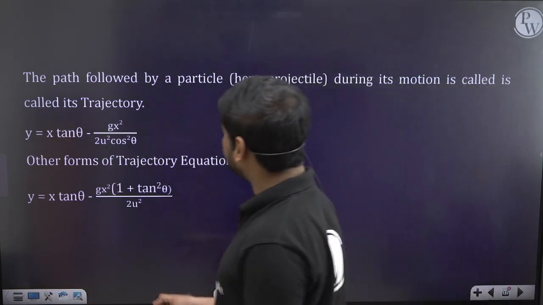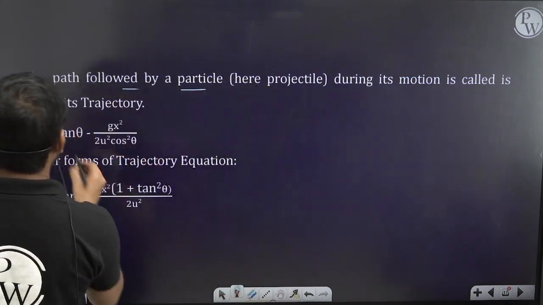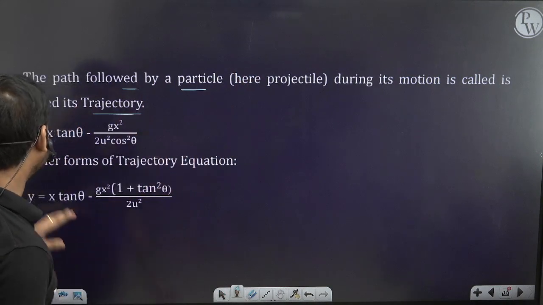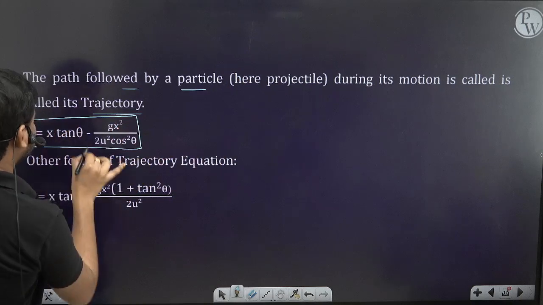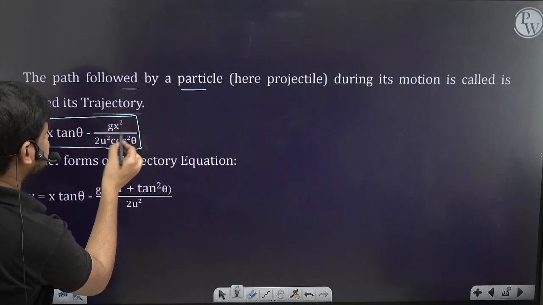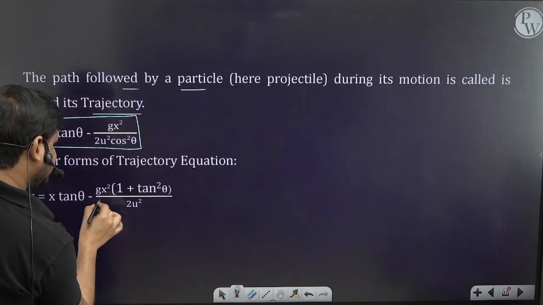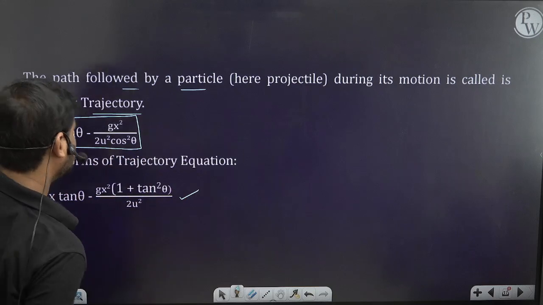So that's what I wrote here. The path followed by the projectile during its motion is called its trajectory. So the equation of trajectory is given here: y is equal to x tan theta minus g x square by 2 u square cos square theta. Other forms of trajectory: x tan theta minus g x square into 1 plus tan square theta by 2 u square.